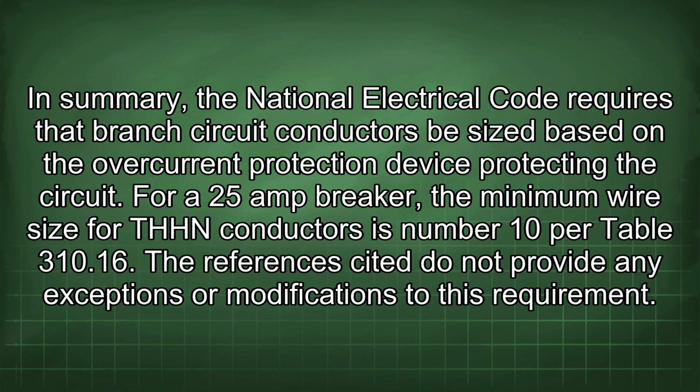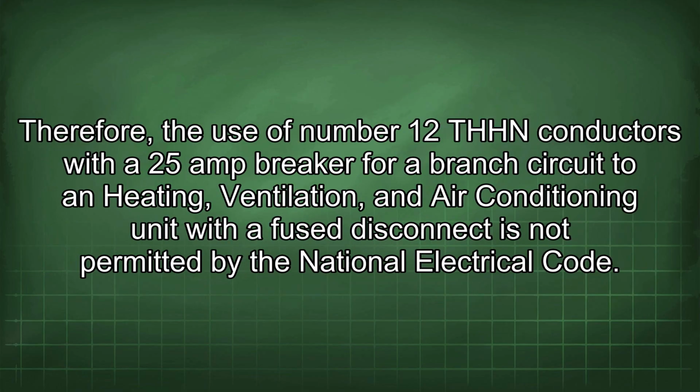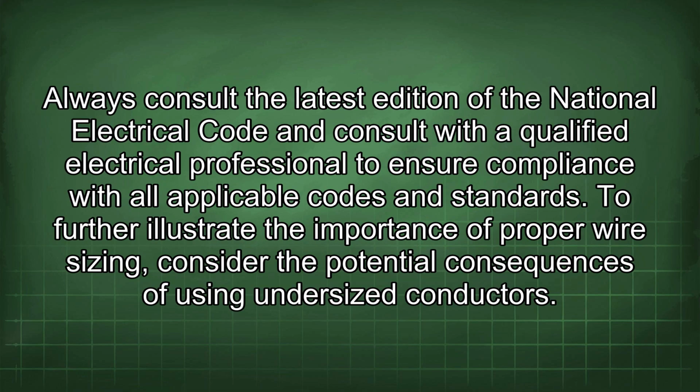The references cited do not provide any exceptions or modifications to this requirement. Therefore, the use of number 12 THHN conductors with a 25 amp breaker for a branch circuit or in heating, ventilation, and air conditioning unit with a fuse disconnect is not permitted by the National Electrical Code. Always consult the latest edition of the National Electrical Code and consult with a qualified electrical professional to ensure compliance with all applicable codes and standards.